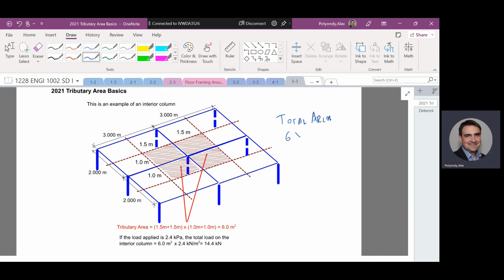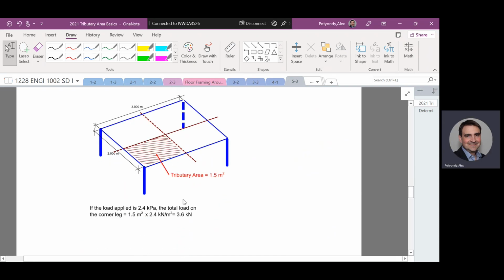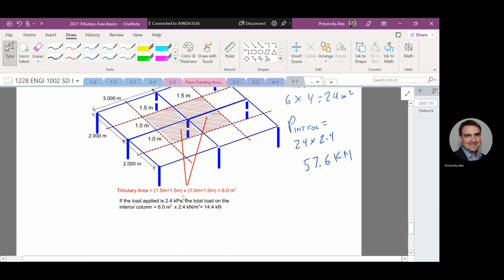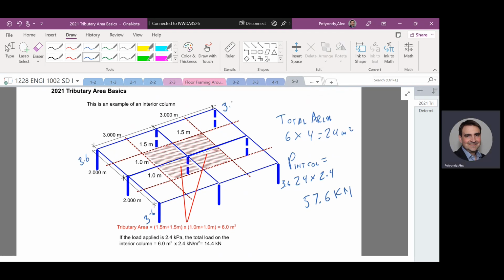Is going to be 6 times 4 is 24 meters squared, okay? And my load, P, for the interior column is going to be 24 times 2.4, which is going to give me 57.6 kilonewtons. Now, from my calculations that I did, we know that my corner column has a load of 3.6. So I have 3.6 here, 3.6 here, 3.6 here, and 3.6 here.